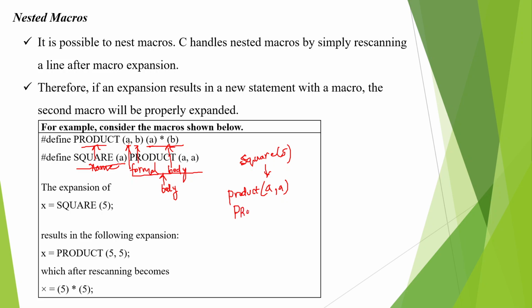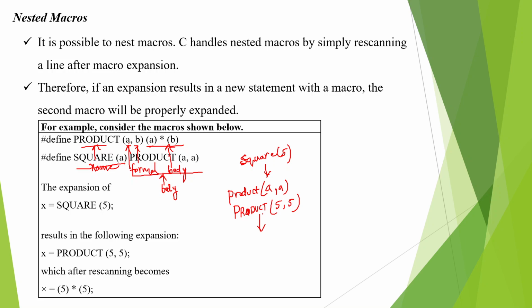How does the parameter replacement happen, product. Okay, product of parameter replacement. In place of a, what did we pass? We passed 5. So 5 comma 5. Then this product of 5 comma 5 gets invoked here. Product of 5 comma 5 gets invoked.